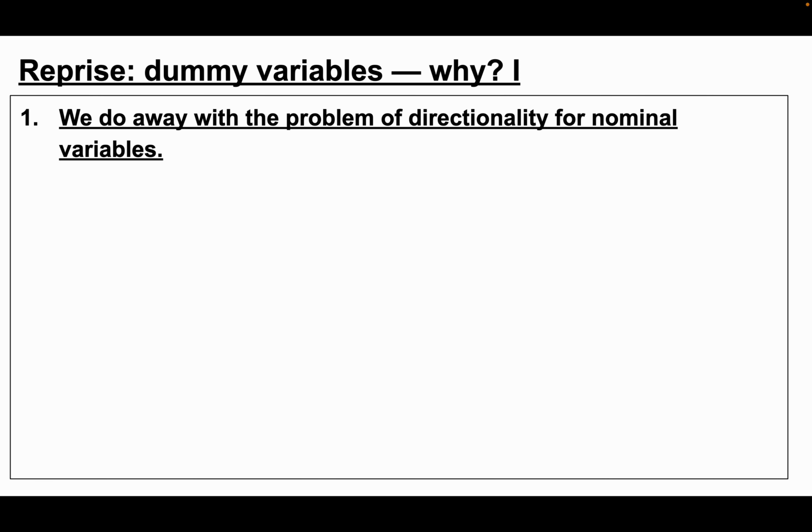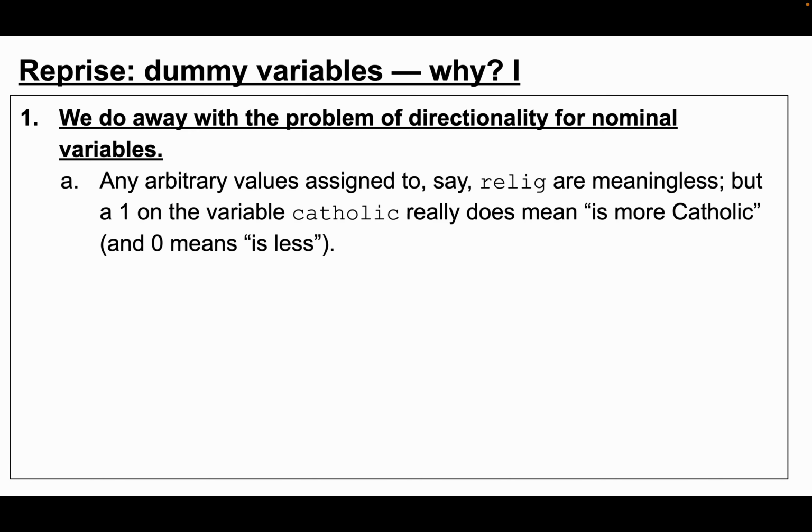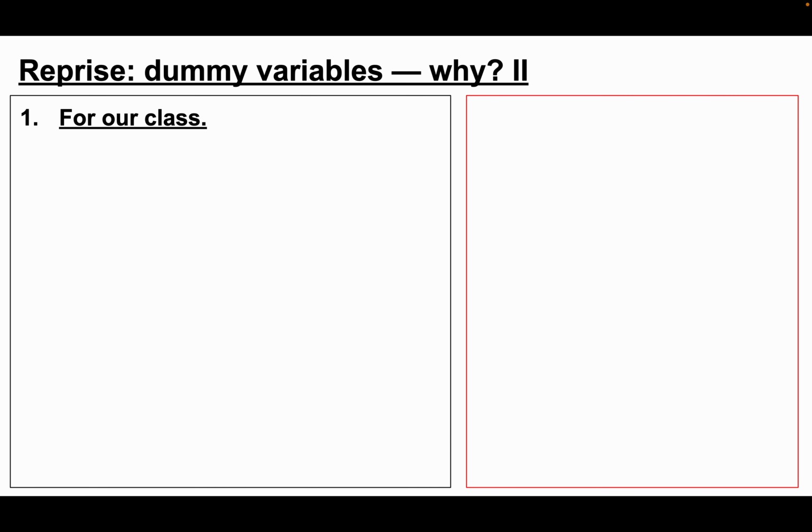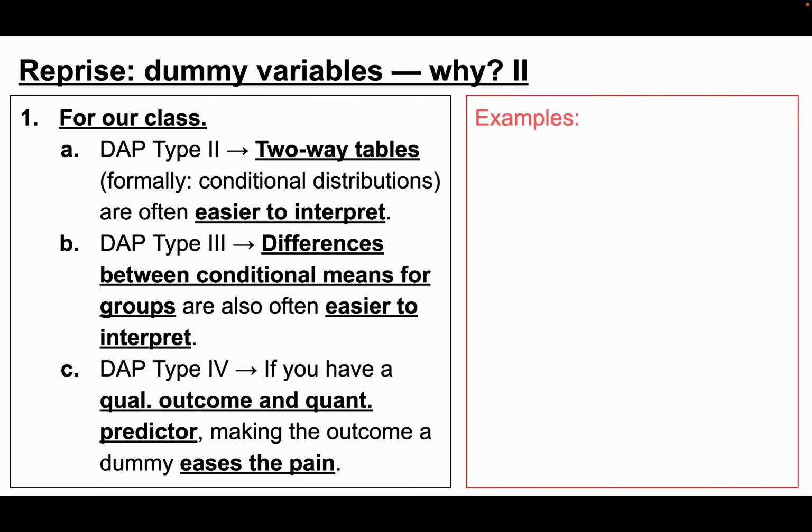So just as a reprise here, why do we use dummy variables? It does away with the problem of directionality for nominal variables. It does away with the problem of unit distances for ordinal variables. And for our class, it helps us with, say, data analysis project type 2.